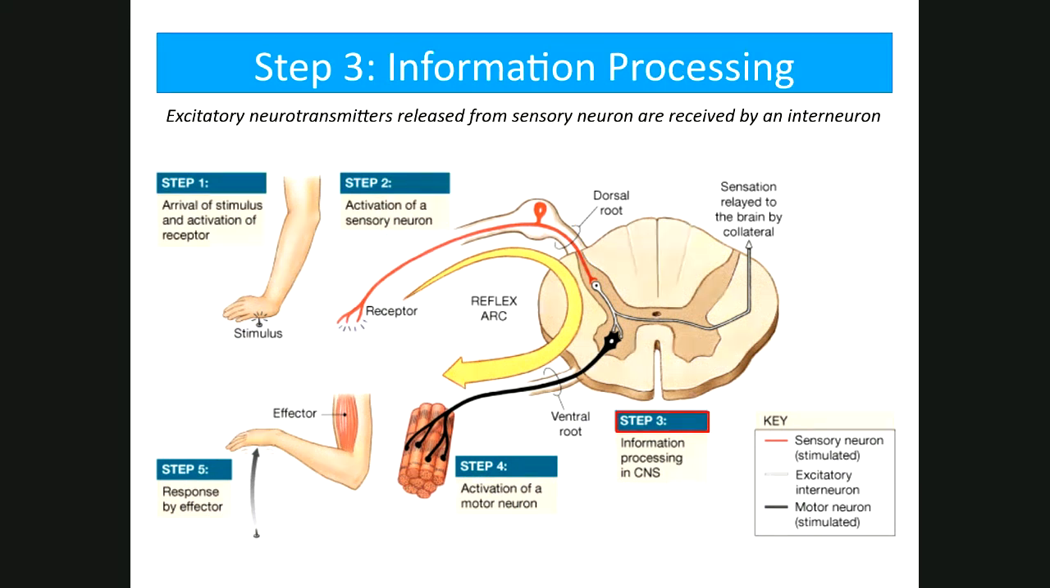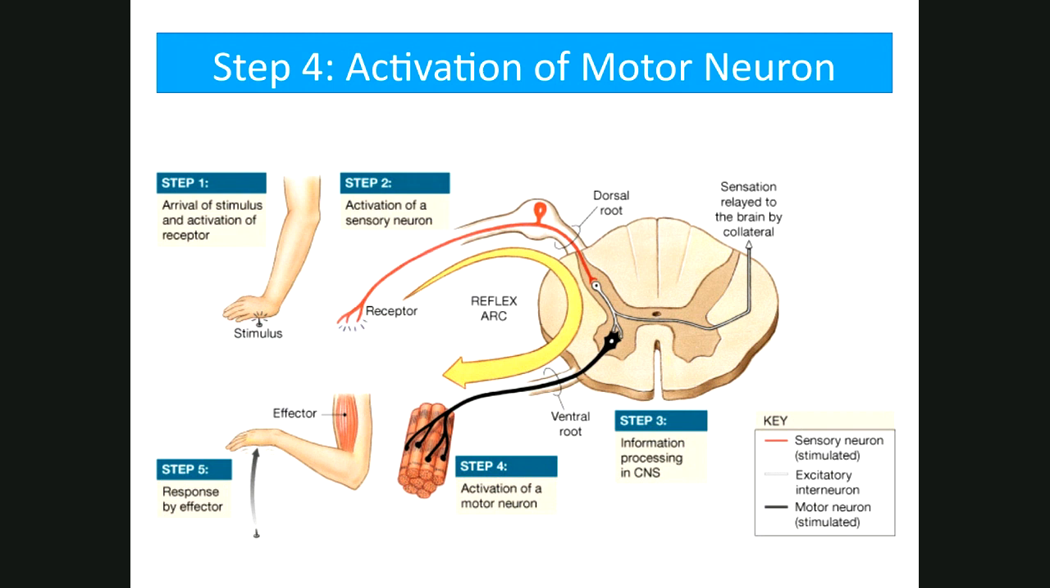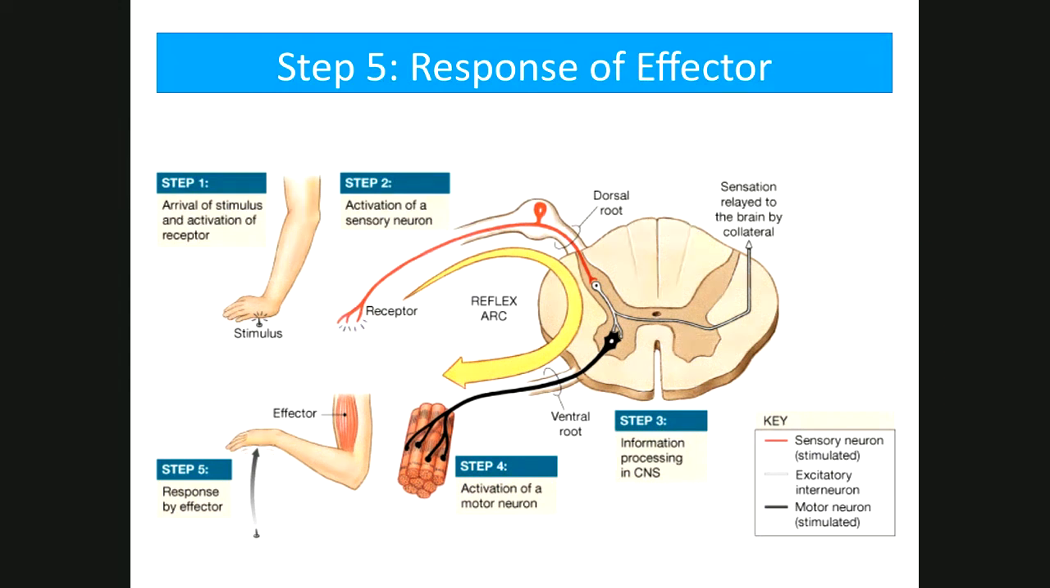Next, we process this information. It could be that an excitatory neurotransmitter is stimulating that interneuron to process the information and decide what to do. And we call this the reflex arc. Then we activate the motor neuron. The motor neuron is exiting the anterior root, or the ventral root, and it crosses through the anterior gray horn, which is bringing this information to step 5, which would be the response of the effector. In this response, for example, contracting our biceps brachii, taking our hand away from the stimulus.